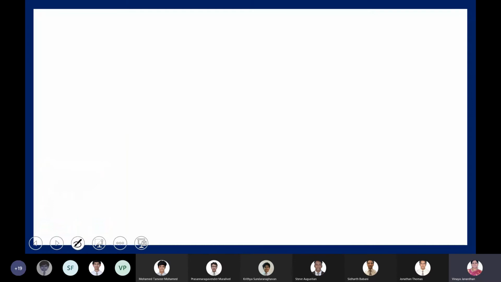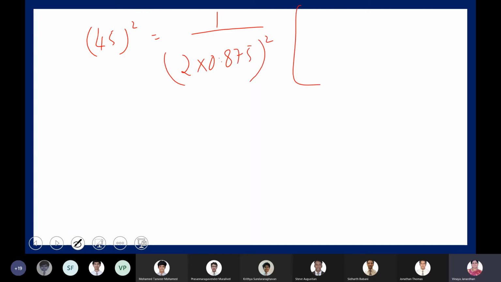Just let me finish this off. So 45 the whole square because you are squaring both the sides, equals 1 by 2 into 0.875 the whole square, then the square root term becomes 4 into 10 to the power of minus 2. So T happens to be 248 Newton.